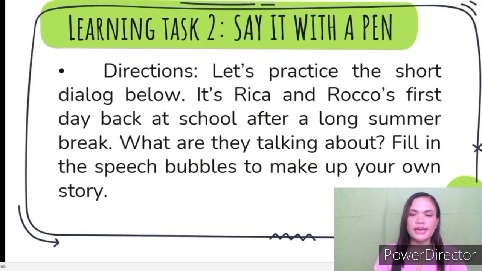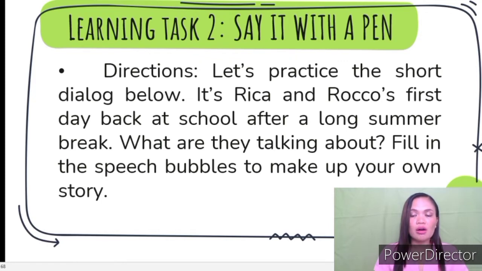How did you go? Have you written all the words? Well done! Now, let's do the next activity. Learning task number 2, say it with a pen. Let's practice the short dialogue below. It's Rika and Rocco's first day back at school after a long summer break. What are they talking about? Fill in the speech bubbles to make up your own story. So in this activity, you will need your imagination.